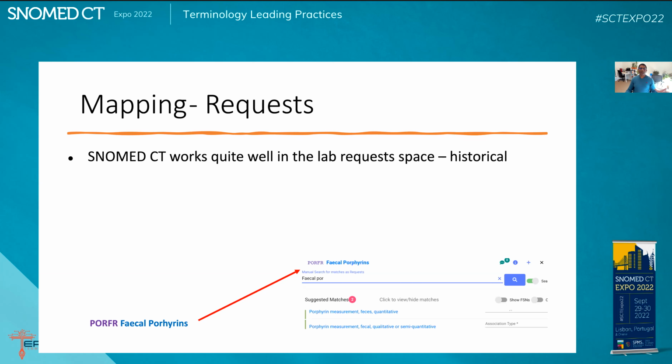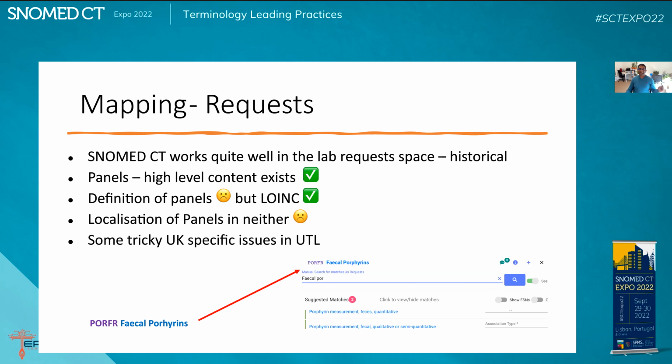Okay, now the thing is, what happens with something controversial like panels? Okay, great. The liver function test is a panel. That exists in SNOMED CT, but when you say what is actually a liver function test, it becomes really complex. We think that actually works much better than LOINC, right? But then there's a whole different can of worms around localization of panels, which doesn't seem to work in that. Again, we're showing you just our experience of using SNOMED versus something else, but here's what we found is missing.